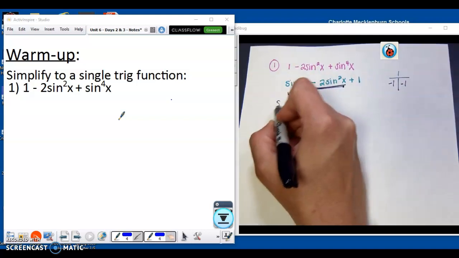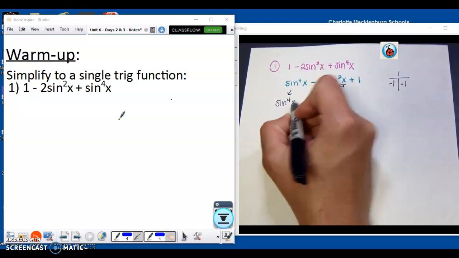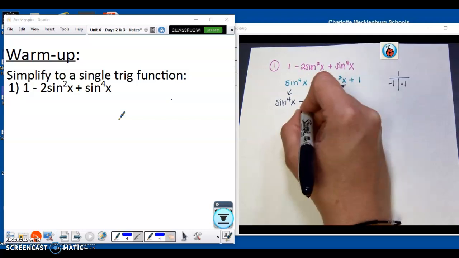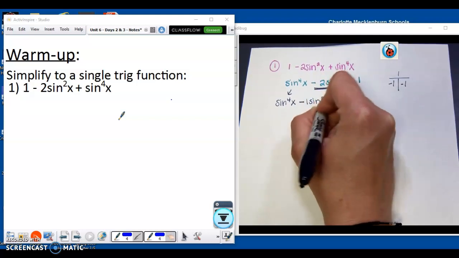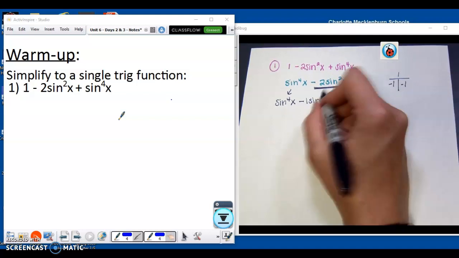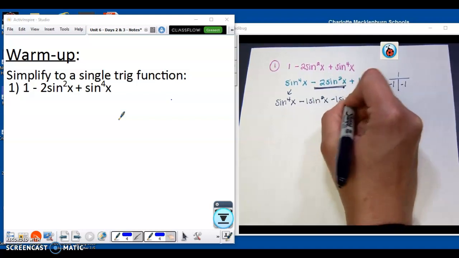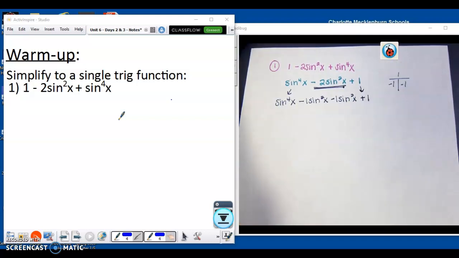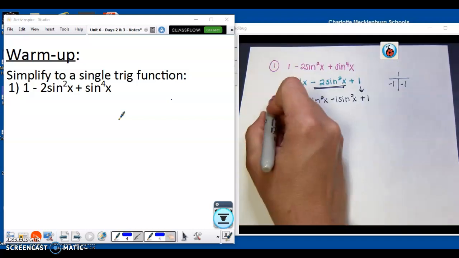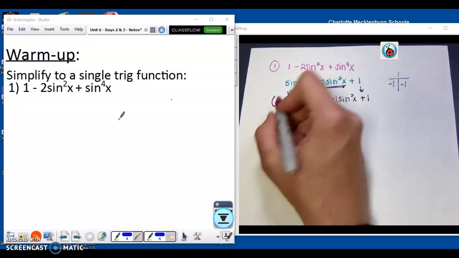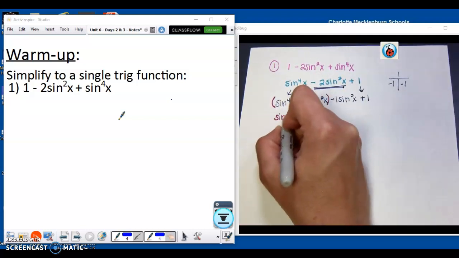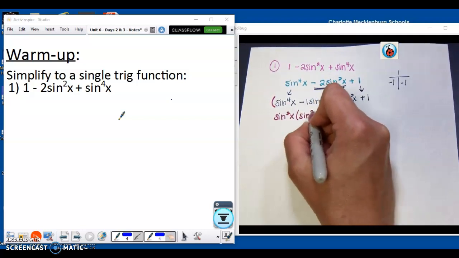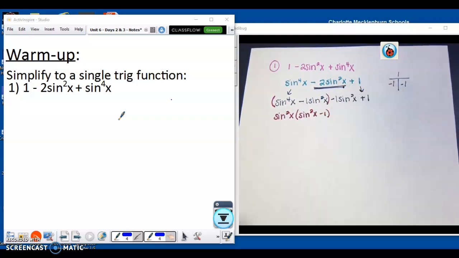If we bring down the first term, instead of the middle term we're going to have minus 1 sine squared x. Make sure you put the square because it's squared here. Then we have another minus 1 sine squared x, and we bring down our last term. Then we're going to do grouping. The GCF out of the first two is sine squared x, so you'll have sine squared x minus 1.